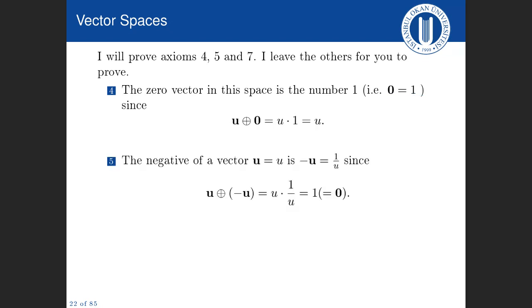Axiom number 5, the negative of the vector U is 1 divided by the number U. Why? Because when we add them together, U plus minus U, that's the same as multiplying the numbers. U multiplied by 1 over U, which is equal to the number 1. But remember, the number 1 is the same as the 0 vector.